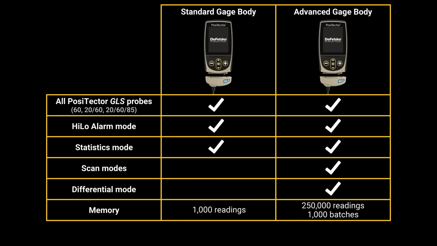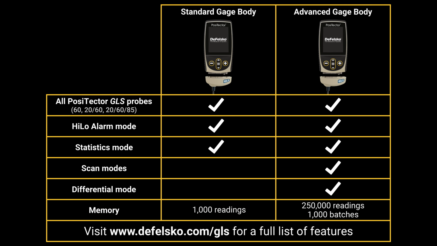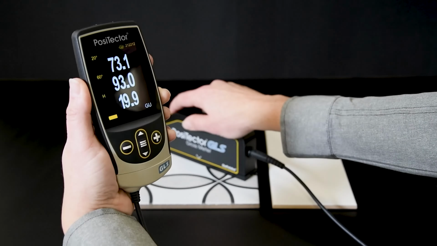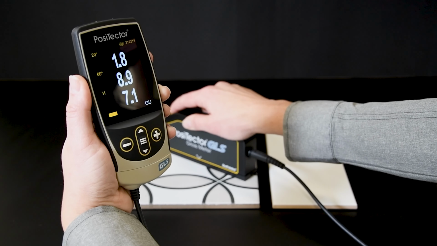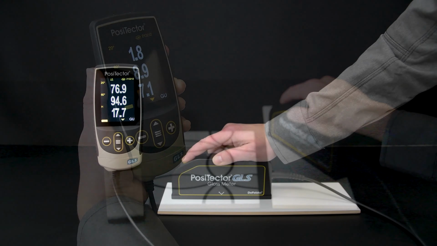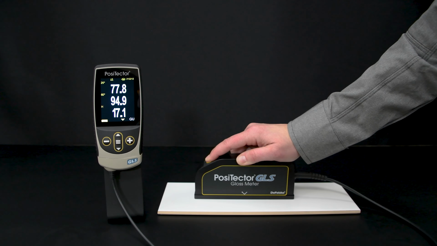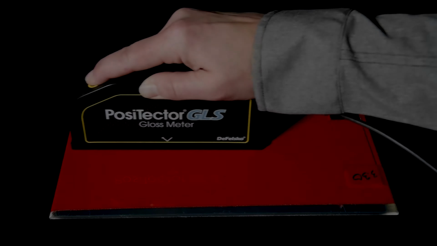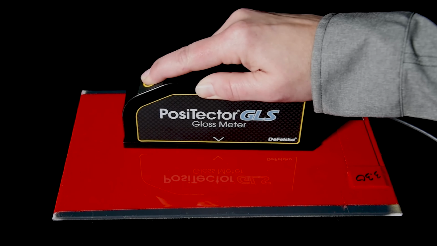The advanced gauge body includes all of the functionality of the standard model, plus storage of up to 250,000 readings and up to 1,000 batches, and additional functionality such as scanning and differential modes. By default, the PosiTector GLS is capable of measuring 1 reading per second. With normal scan mode enabled, it is capable of continuously measuring and saving up to 120 readings per minute.